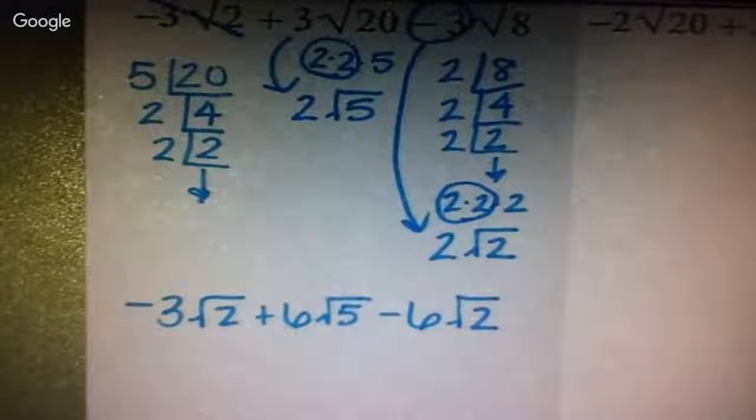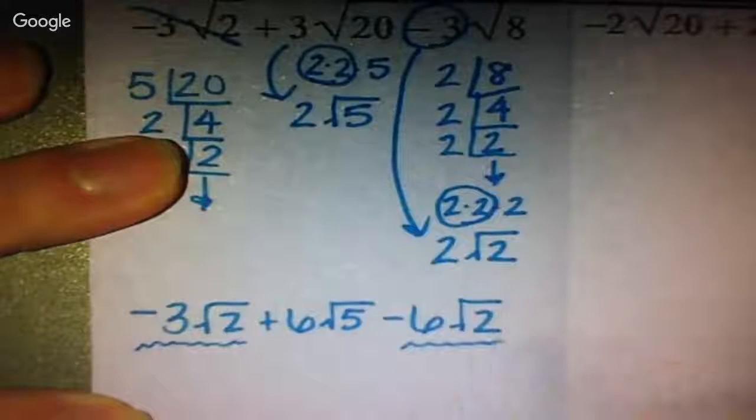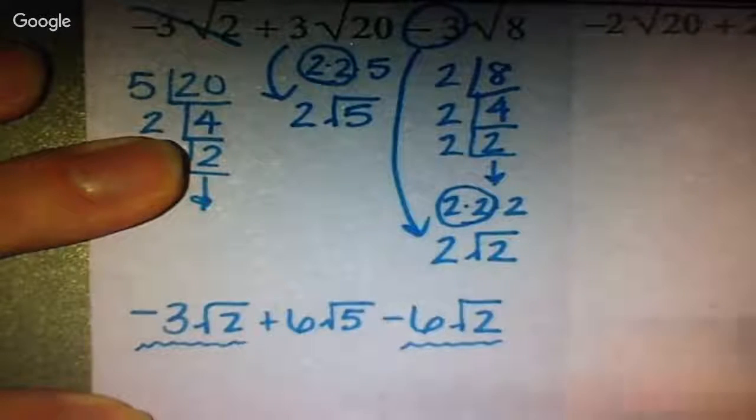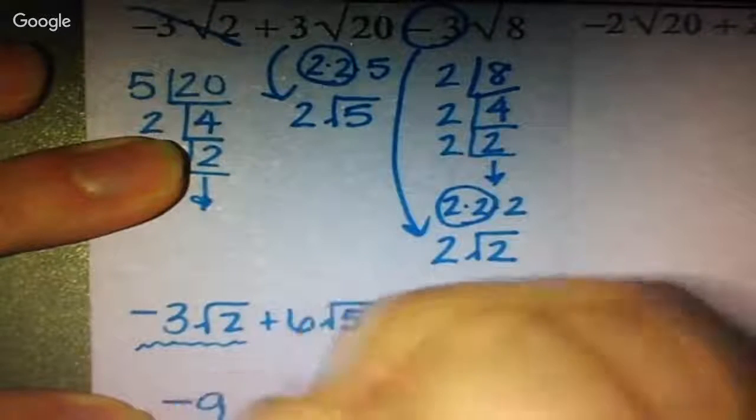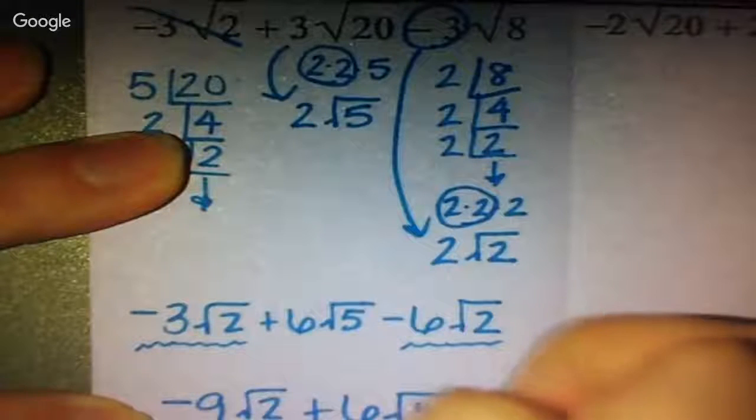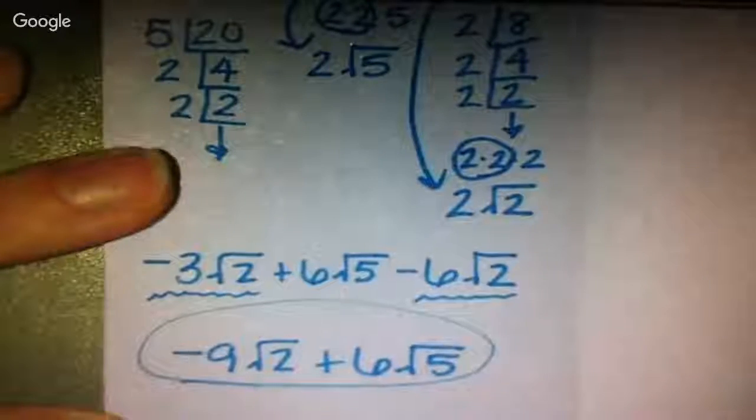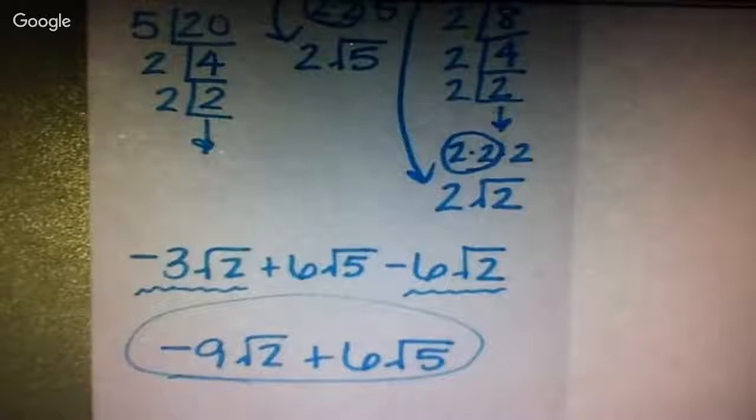At this point, everything is simplified. What can be added or subtracted together? Good. This and this are like terms. So this becomes negative 9 square roots of 2 plus 6 square roots of 5. That's it, right? That's it. It is. It's very tedious to make sure everything's in simplest terms first.